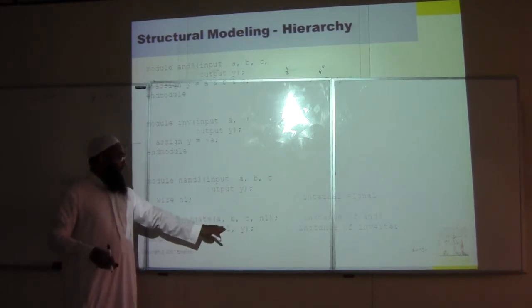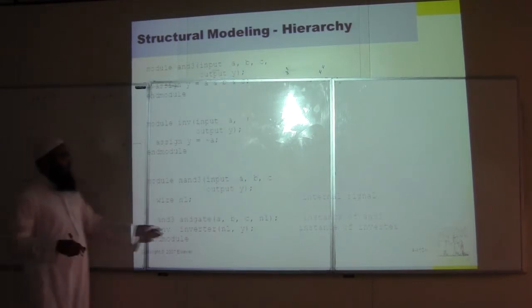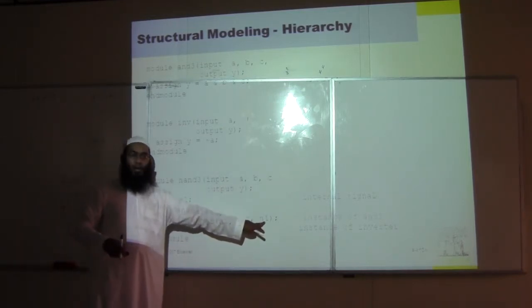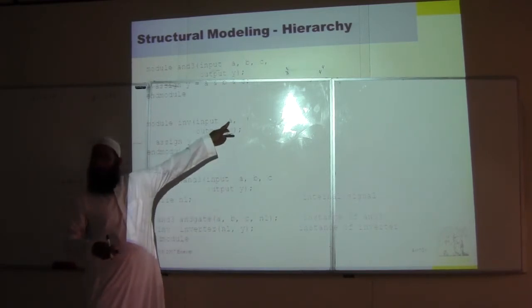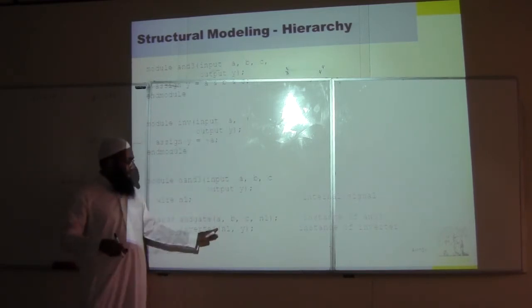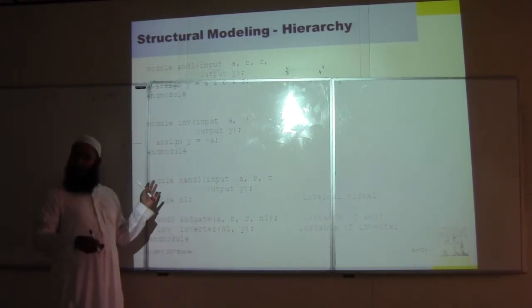Why I write bar? I need A and B and C. A and B and C is now in N1. So I need to send N1 as input here, right? If I send a not here, you will get actually wrong result, right? Yes. You don't understand?